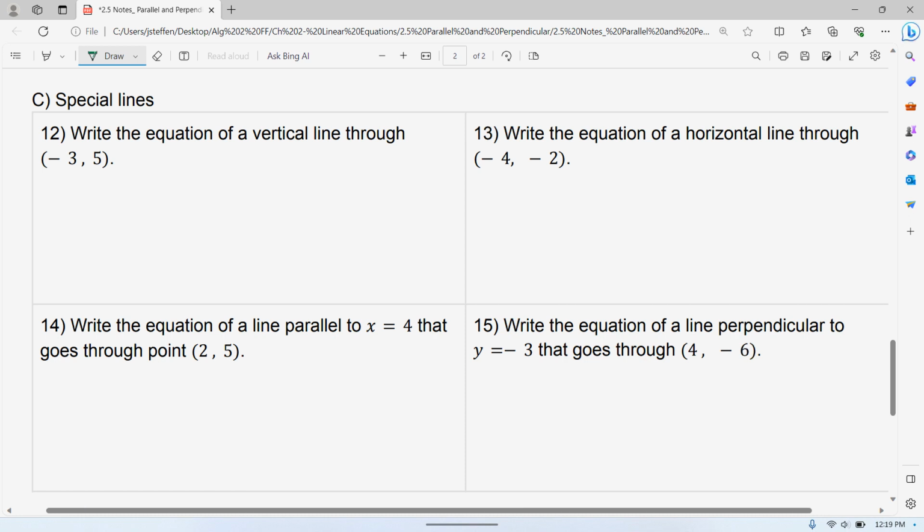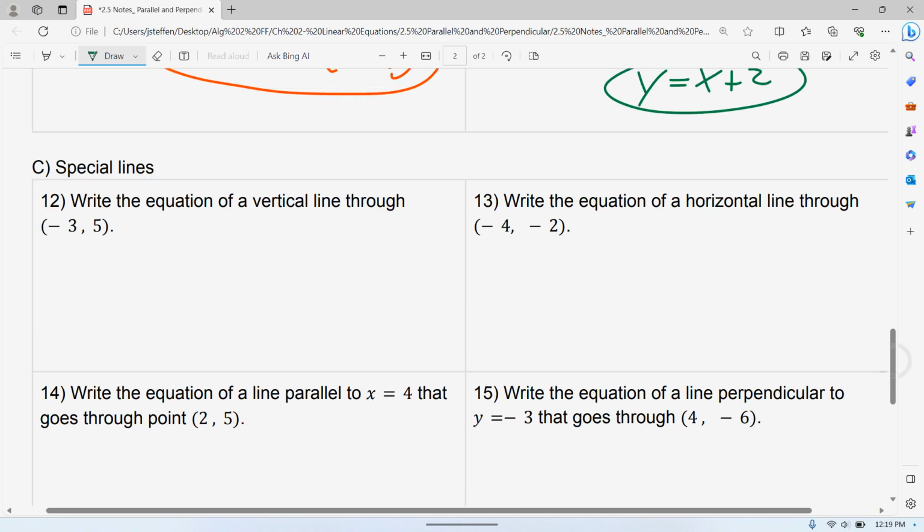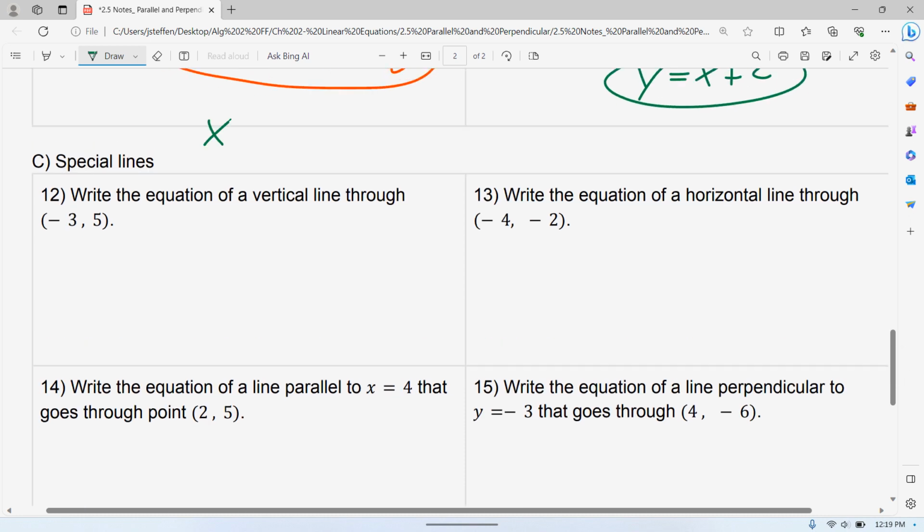So the first thing I want to make sure I tell you before we even start is that if you have x is equal to a number, that is a vertical line. I'm telling you now so we don't get confused, because it is very confusing. If you have y is equal to a number, that's a horizontal line.